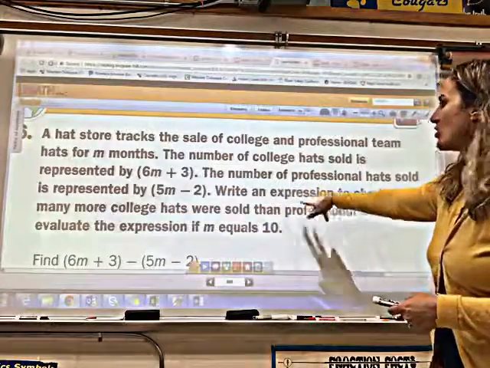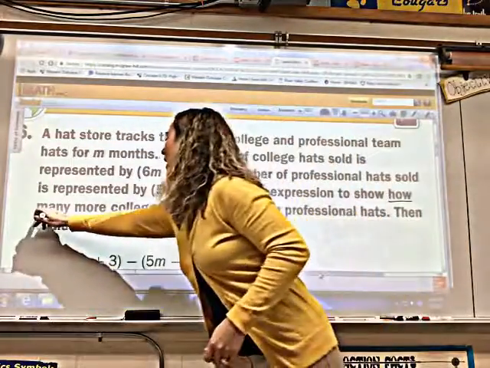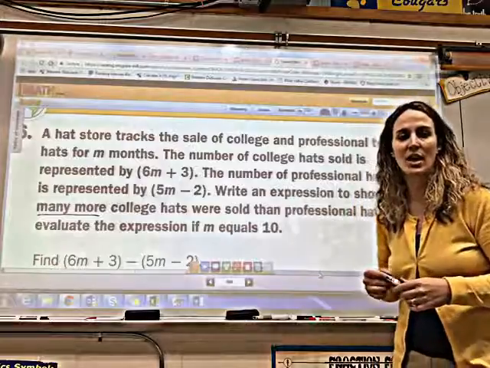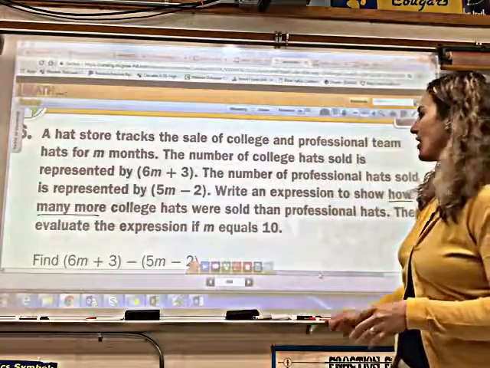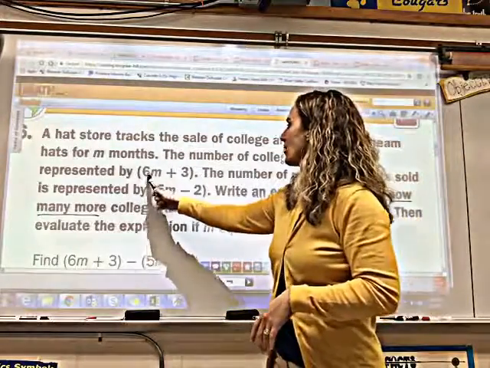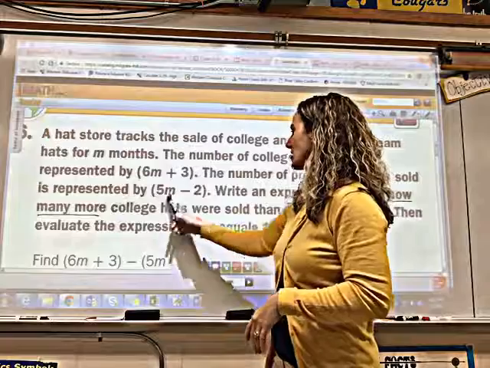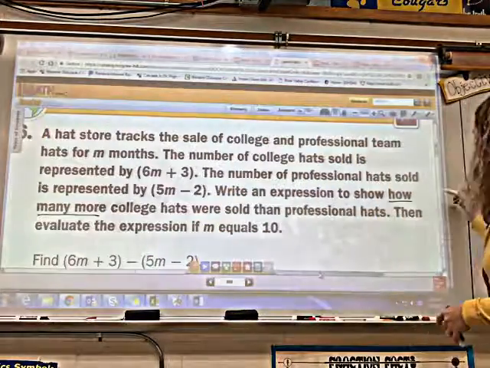Write an expression to show how many more college hats were sold than professional hats. Here's your keyword: how many more. That means you're looking at the difference between them. Then we're going to evaluate it if M equals 10. So technically we're taking 6M plus 3 minus 5M minus 2. So you can see they have that set up there.